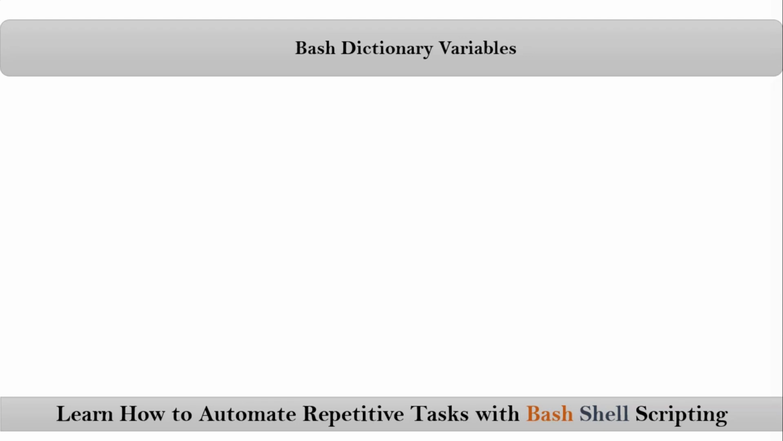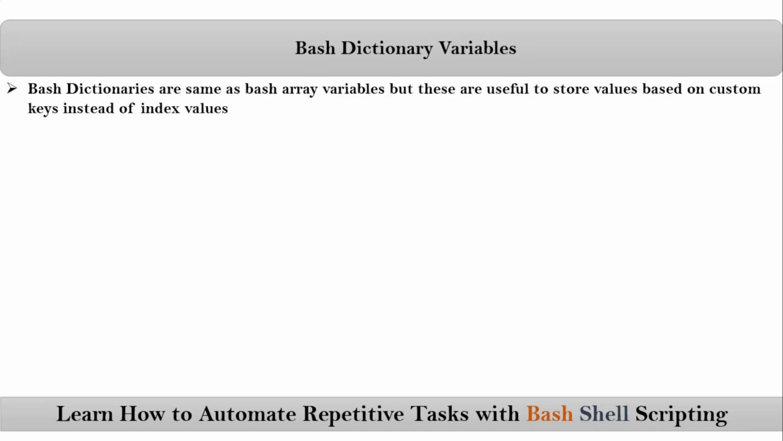Friends, here we are talking about bash dictionary variables. We already know normal variables are useful to store a single value, and arrays are useful to store multiple values. Now, bash dictionary variables are the same as bash array variables, but these are useful to store values based on custom keys instead of index values.